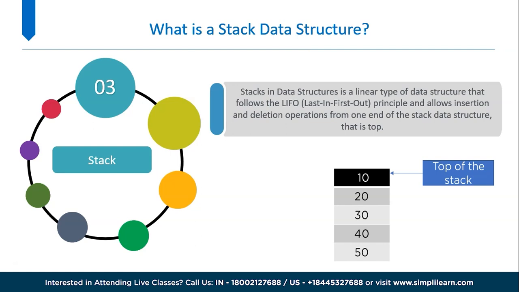If you look at the schematic diagram which I have taken here, which has 5 elements, which is 10, 20, 30, 40, 50. Here element 10, which is on the top, is the top of the stack, and the element at the bottom, which is 50, is the bottom of the stack. Elements are added to the stack from the top. Since it follows a LIFO pattern, which is last in, first out, 50 cannot be deleted before 10 is deleted, and similarly 30 cannot be deleted before 40 is deleted, and so on. So I hope you understood what is the stack data structure.